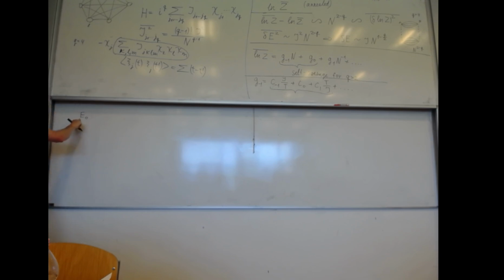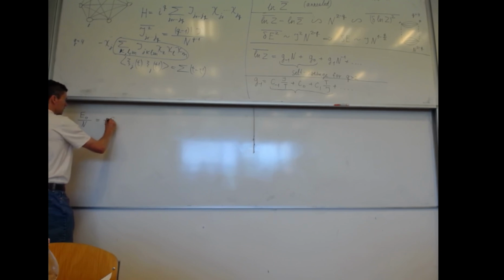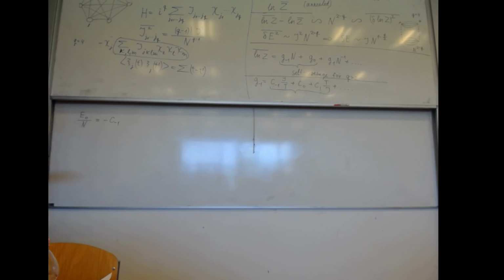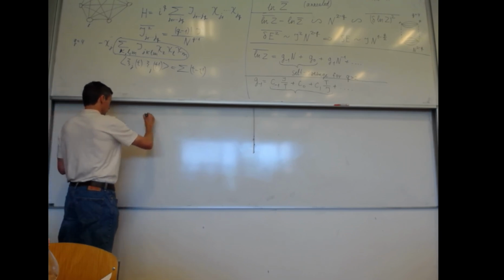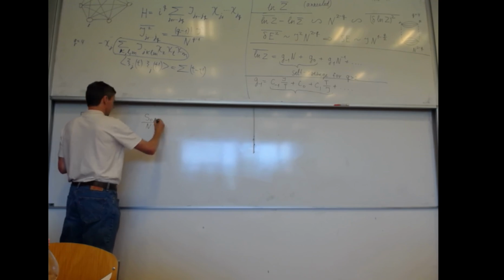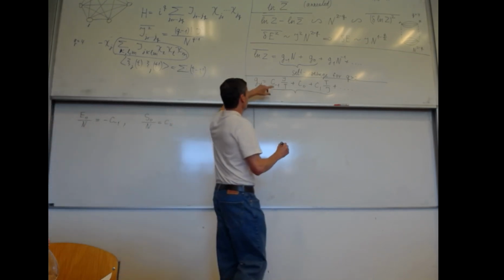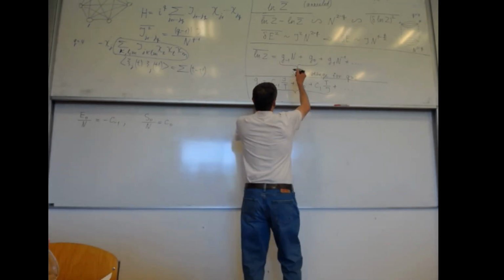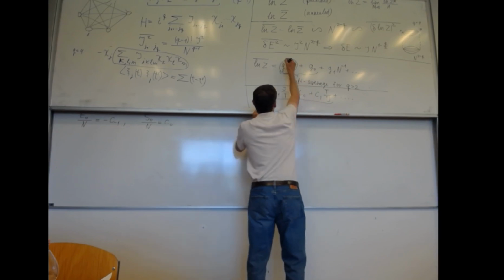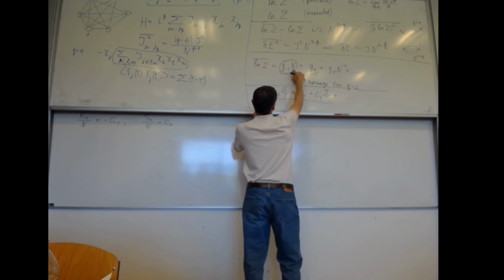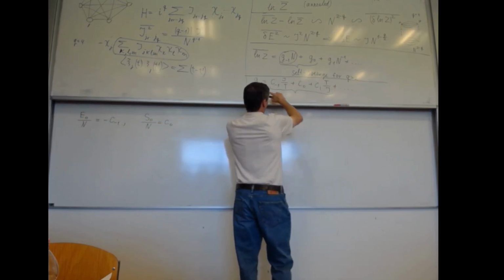E naught is the zero temperature energy. If we normalize it by n, then it's minus C minus 1. This is not a very interesting quantity, just some number. But you can also consider the entropy at zero temperature divided by n, and that is C naught. It's just from thermodynamics, because we're talking about log Z that is extensive in n.